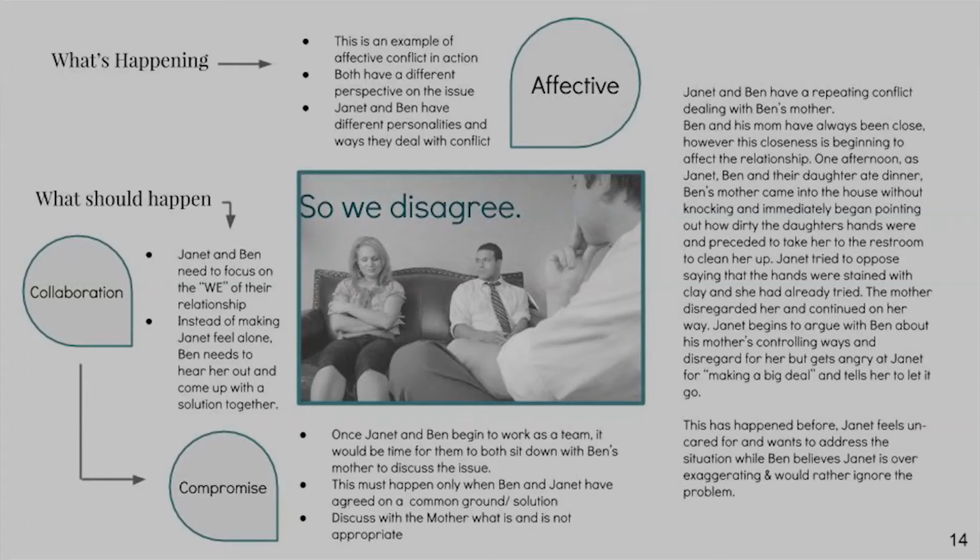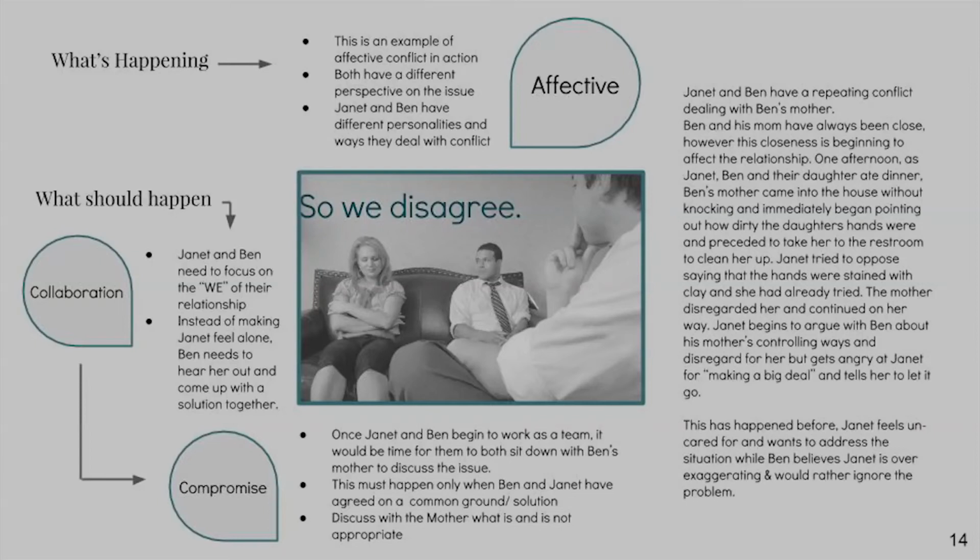This made Janet very upset because she didn't understand how she could just come in the house and start reprimanding their daughter. Janet brings this up to the attention of Ben, who just says, "Why are you making this a big deal?" This has happened previously, and Janet feels uncared for and wants to address the situation. What we have here is a prime example of effective conflict, where personalities between Janet and Ben's mom just aren't mixing right, and there's a lot of conflict to be dealt with.